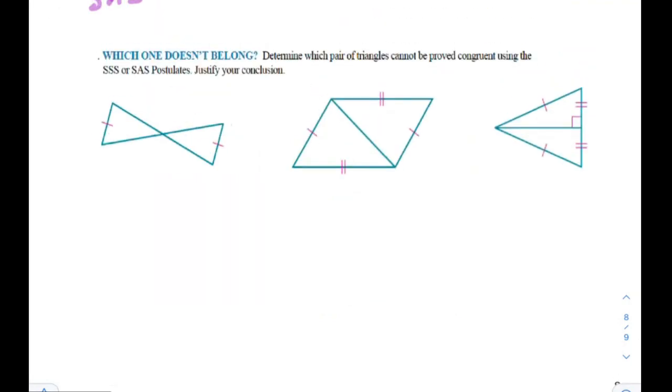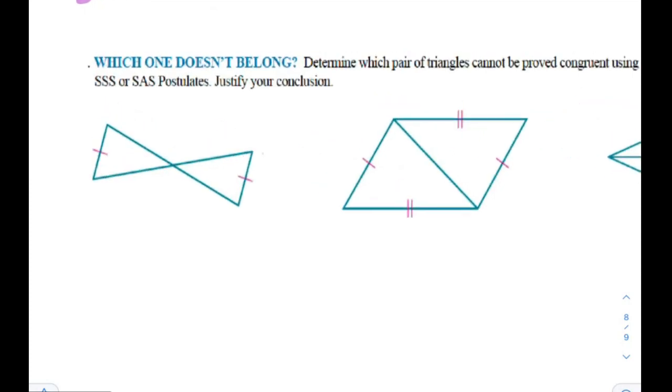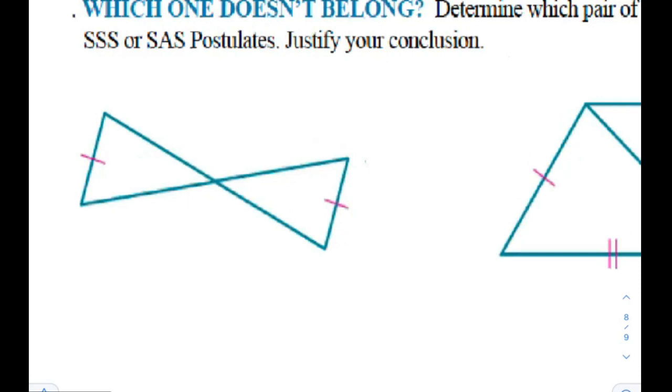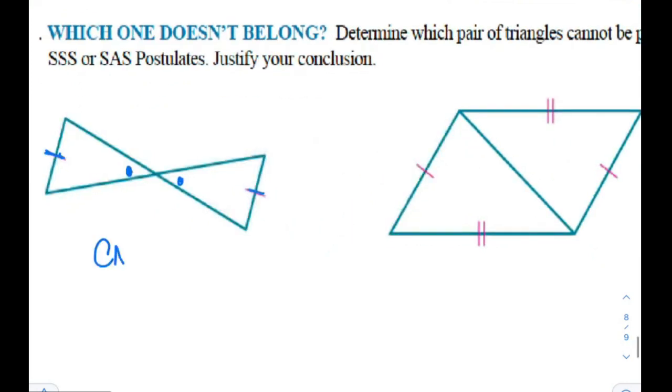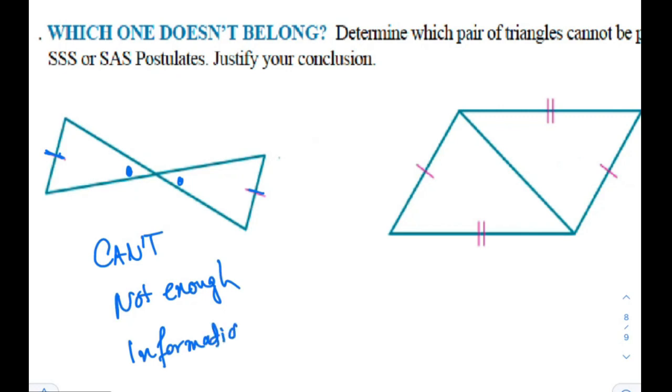Here, determine which pair of triangles cannot be proved congruent using the SSS or SAS postulate. Let's say here we can say that this side is congruent to that. We can say that this angle is congruent to that one due to the vertical angle theorem, but nothing more was mentioned. So here we cannot prove. Information is not enough. We have to have one more angle or one more side.